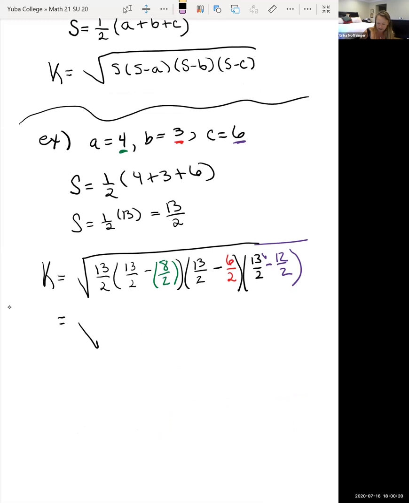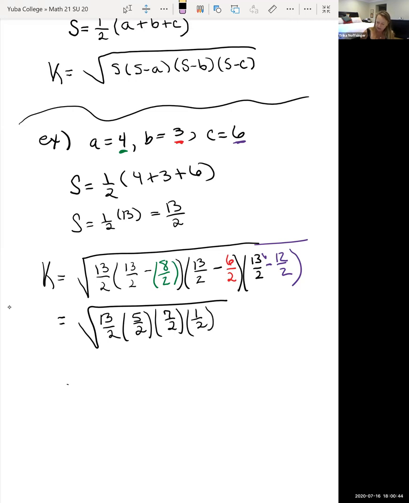Okay, so 13 halves, all times 13 halves minus 8 halves. Well, 13 minus 8, that's 5, so that's 5 halves. All times 13 minus 6, that's 7 halves. All times 13 minus 12, that's 1 half.